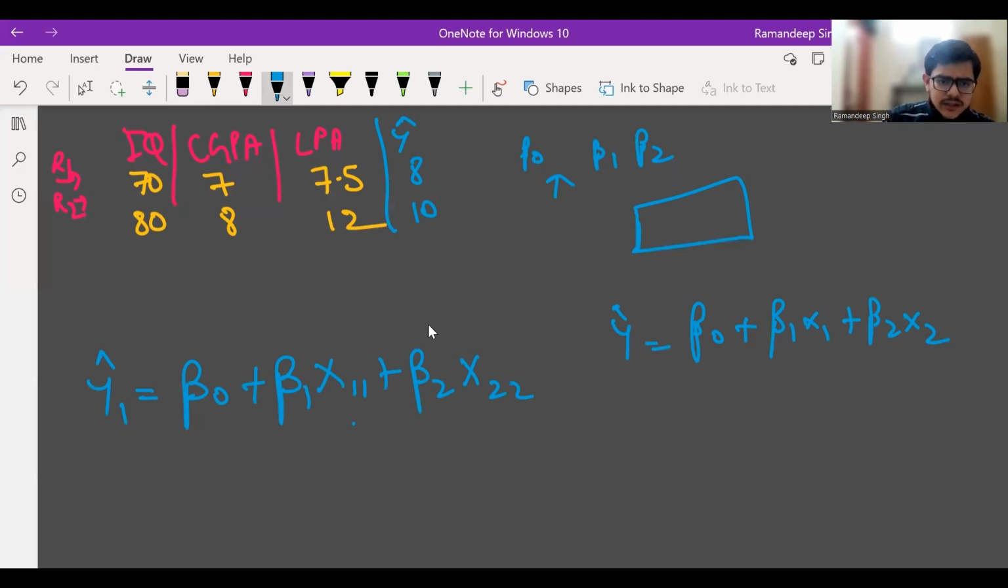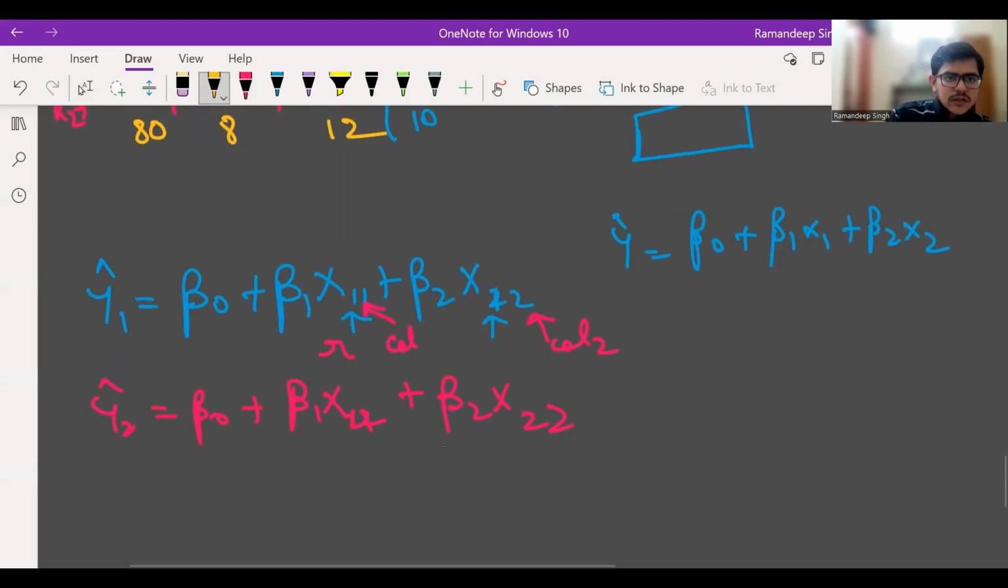Here, the first number in the subscript represents the row and the second number represents the column. So this is column 1 and this 2 is representing column 2. Similarly, for y2 it will be beta 0 plus beta 1 x21 plus beta 2 x22. So this is 2 comma 2, the second row; and this is 2 1. Sorry for the mistake. This is x21 and this is x22.